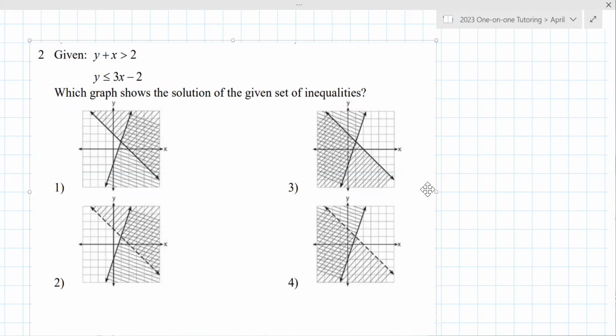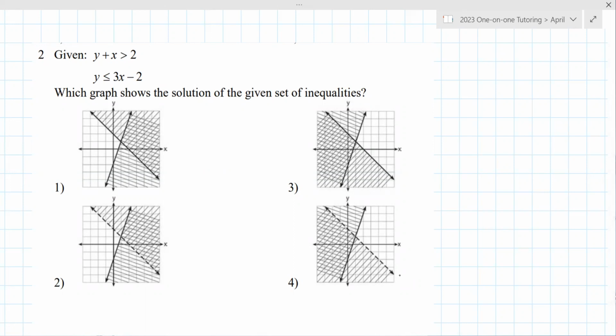What's the difference between number 3 and number 4? It's whether the line is dashed or solid. It's number 4. Okay, and how did you come up with that? Tell me your process.